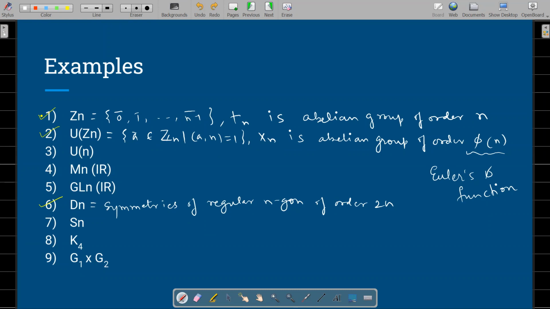So, symmetries of a regular n-gon. I have n rotations and n reflections, so it's of order 2n. And in general, one can see that it is non-abelian. So let's try to compose a table here. That's a nice exercise.